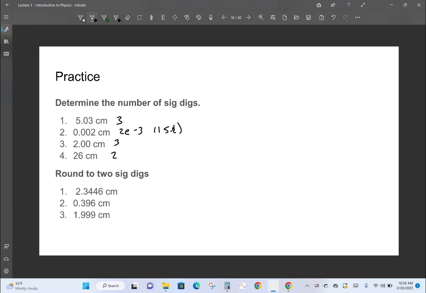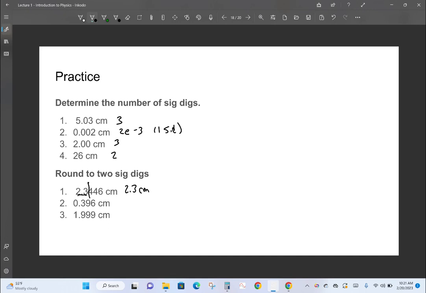If I am wanting to round, remember that what you do is you look at, we want 2 significant digits, so you look at the third digit place, and if it's 5 or higher, you're going to round up. So 2.34, that would be 2 sig digs. 4 is lower than 5, so it's going to be 2.3 centimeters.